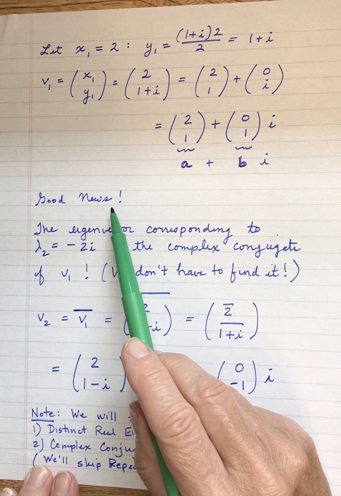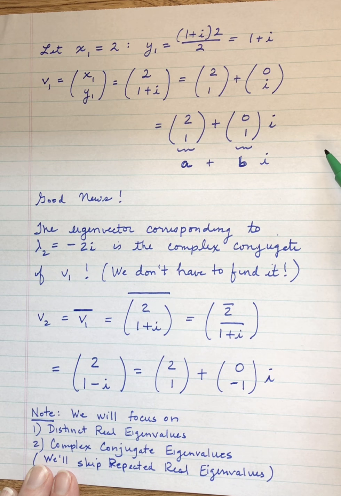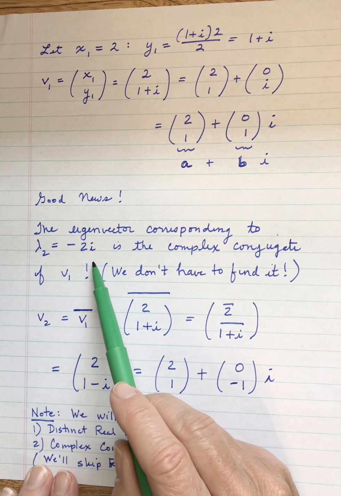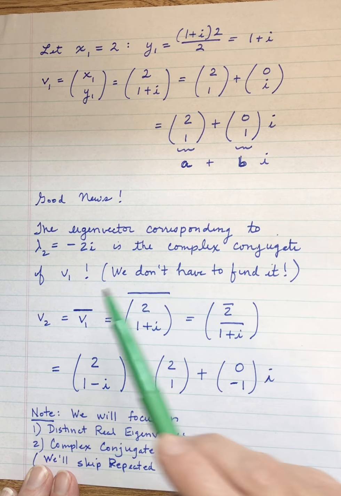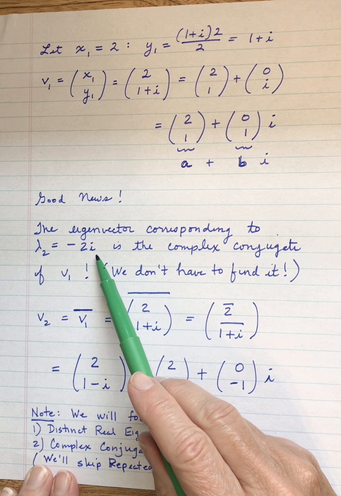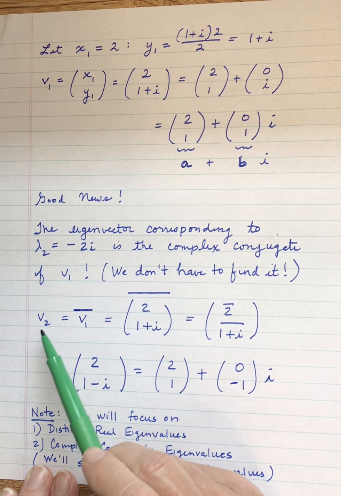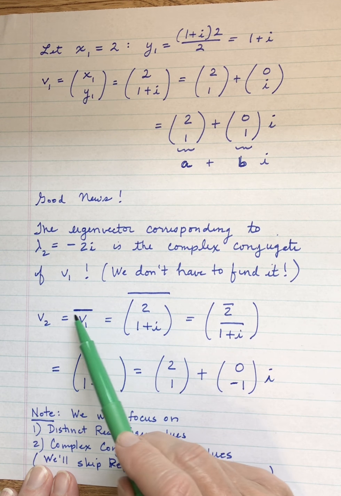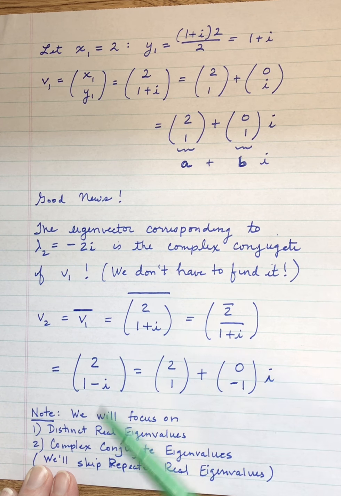Now, the good news is when you're working with complex conjugate eigenvalues, we don't have to go through the work we just did to get the other eigenvector. It turns out the eigenvector corresponding to lambda sub 2 equal to negative 2i, the other eigenvalue, is the complex conjugate of the vector we just found above. So not only are the eigenvalues complex conjugates, but the eigenvectors are complex conjugates. So we don't have to do any extra work to find it. The eigenvector that goes with the eigenvalue of minus 2i is just the complex conjugate of the vector we found up here. The symbol here represents complex conjugate.